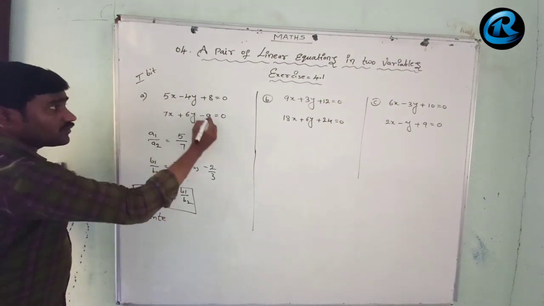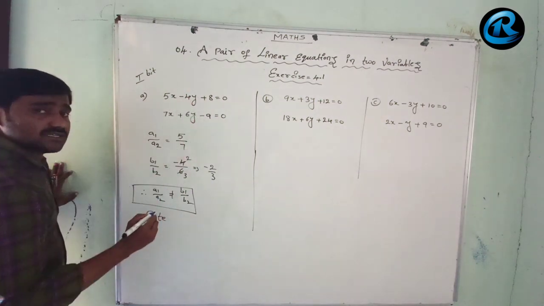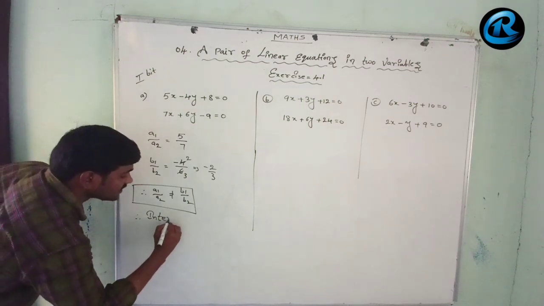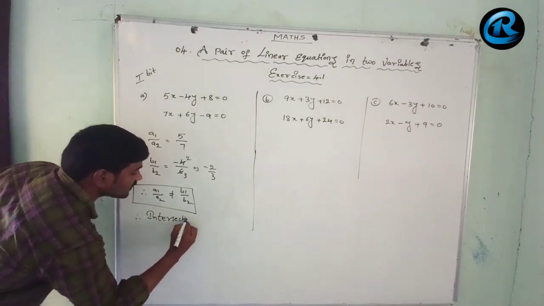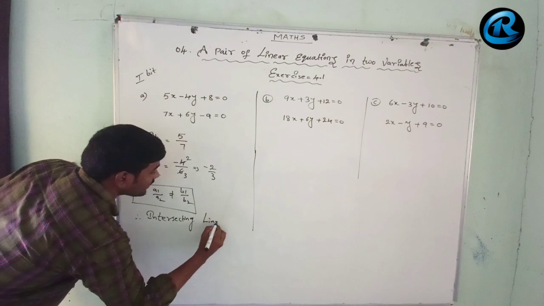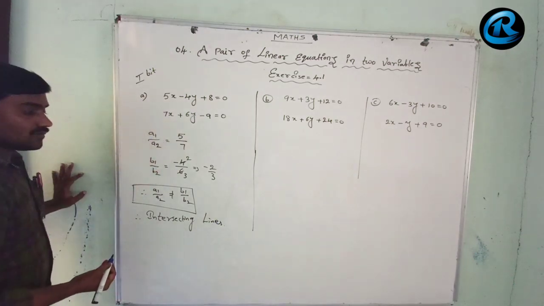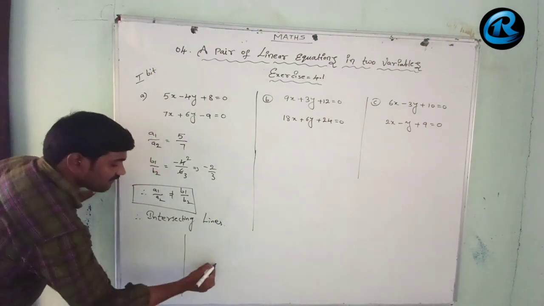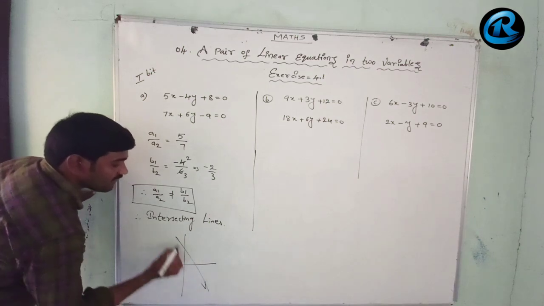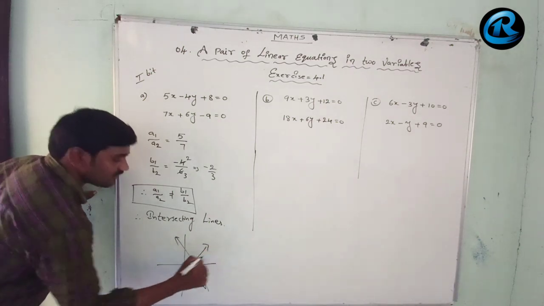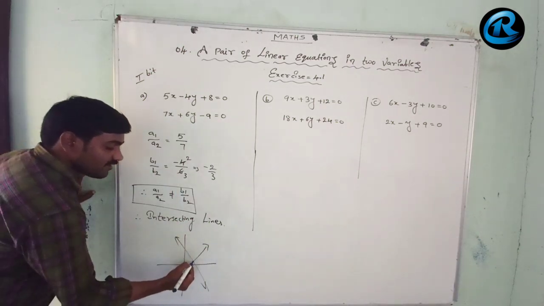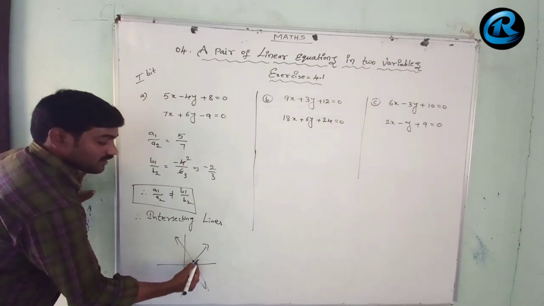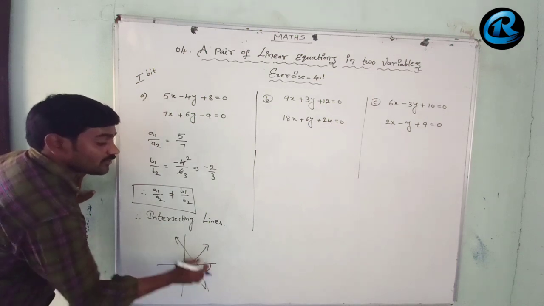Definitely, if you draw the graph of these two equations, they will be intersecting lines. We get definitely intersecting lines in the graph, wherever they may intersect. There will be a particular place where they intersect. So we should know where they are going to intersect.